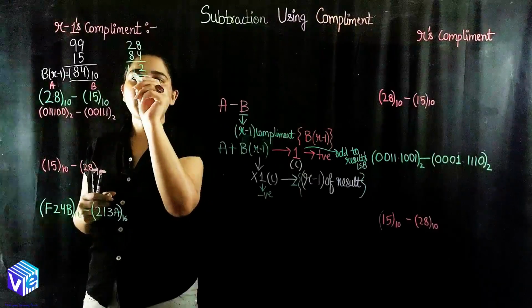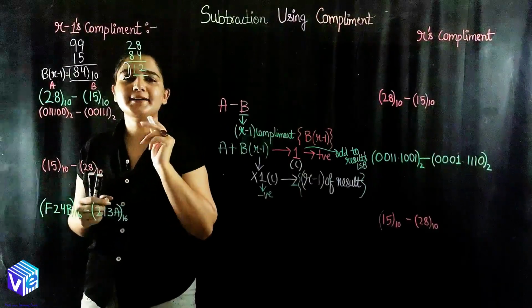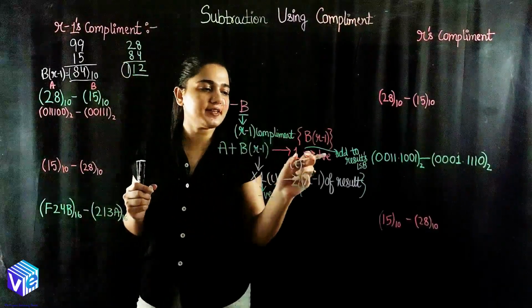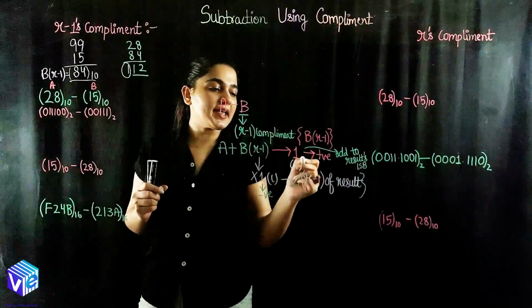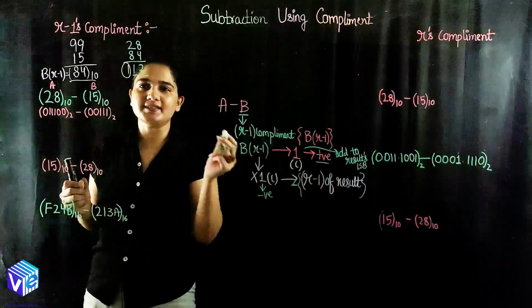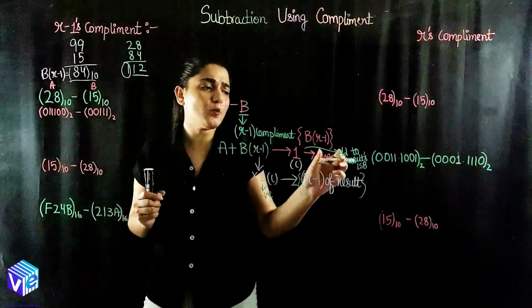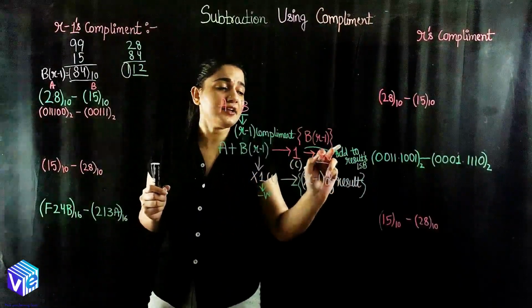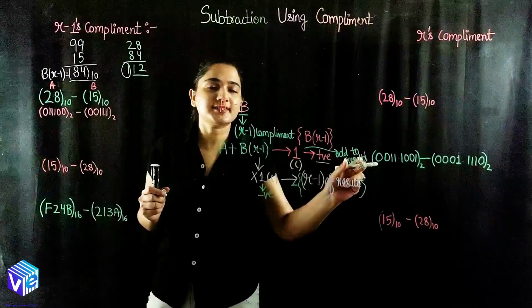So here we have a carry which is generated, which is 1. So what happens when the carry is generated? When the carry is generated, I have a positive answer. Okay, so I have a positive answer. Now what do I have to do? I have to add the carry to the result's LSB.